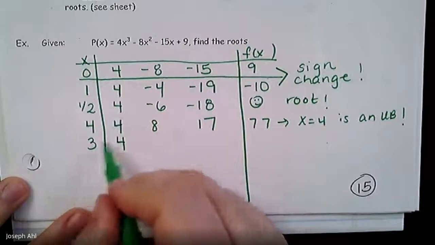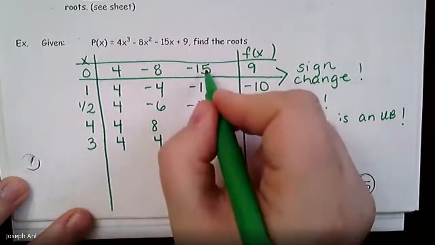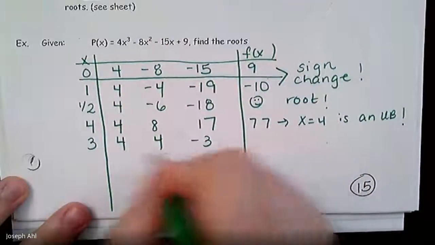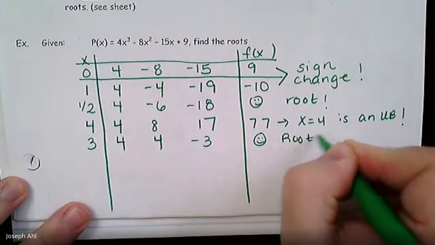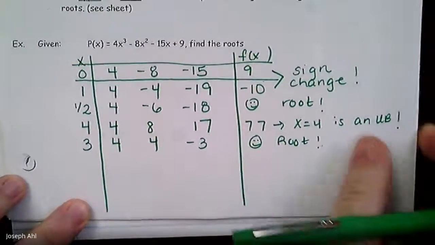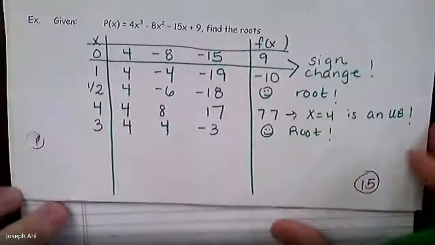Bring down the 4. 4 times 3 is 12, plus -8 is 4 again. 4 times 3 is 12, plus -15 is -3, times 3 is -9, plus 9 is 0. So we found our second root. Okay, we have one more to go. Let's test a few others here.